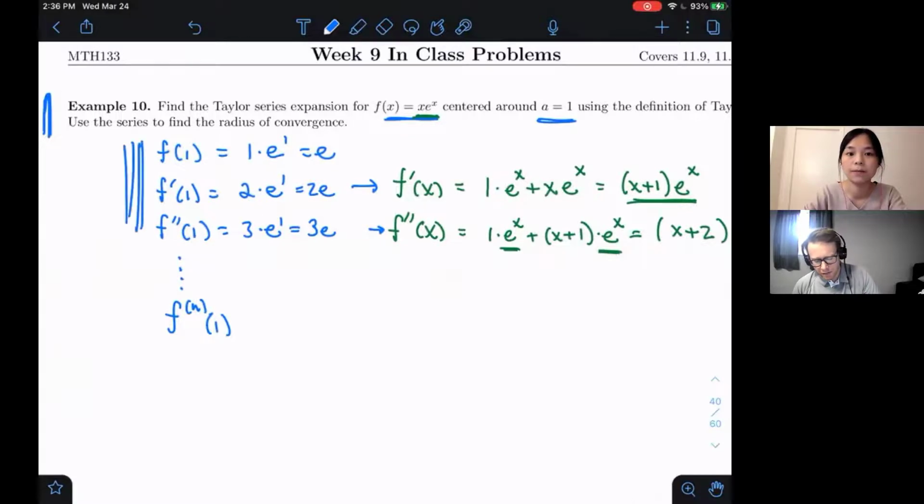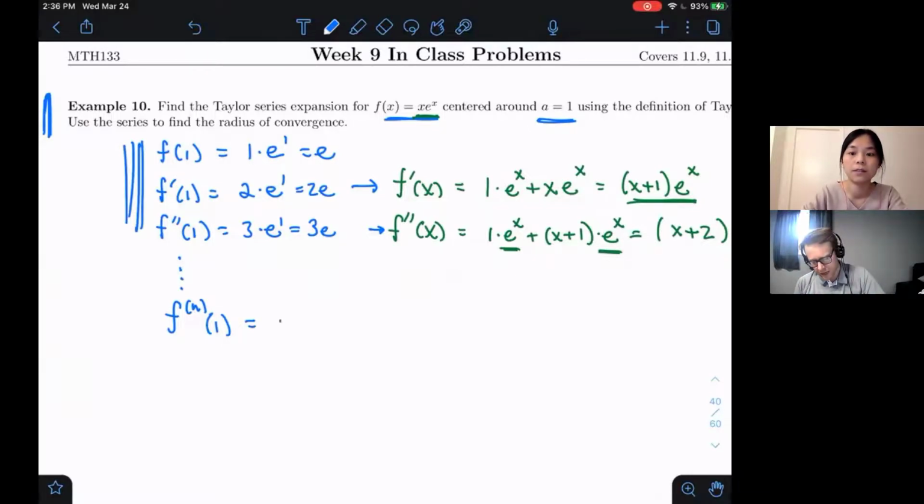So my question is, from this right here, what's the pattern? If I took 0 derivatives, I had just e. If I took 1 derivative, I have 2 e's. If I took 2 derivatives, I have 3 e's. How about if I take n derivatives? How many e's am I going to have?